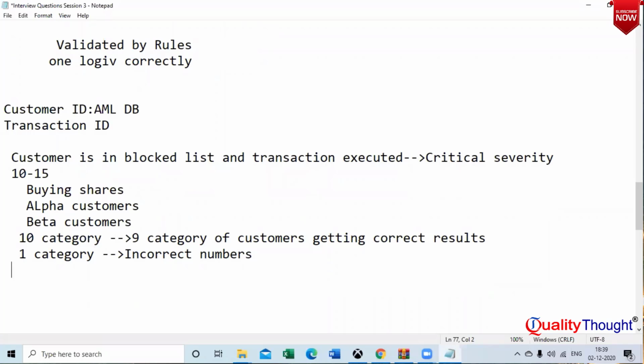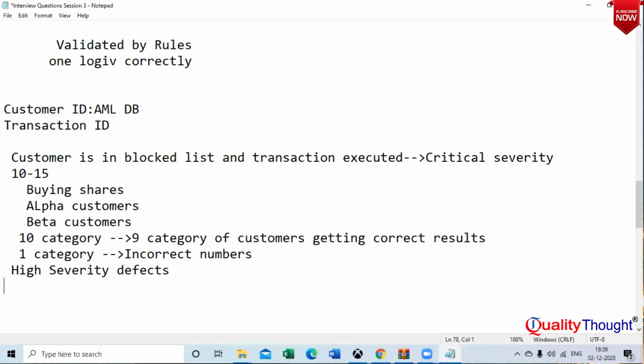So in this case, it is not a critical severity because 9 categories are working correctly. Only one category is not working correctly. If 9 categories are not working correctly, then we call it a critical severity. But here only one category is not working correctly, so it is not a critical severity. For this, we raised it as a high severity defect.